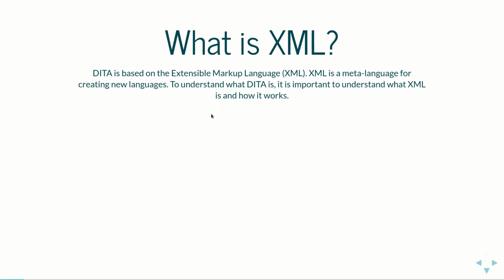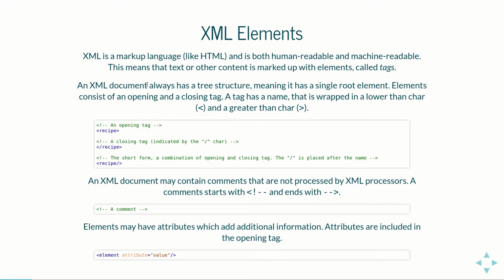So what is XML? This is a very short topic, but I want to make sure that everybody understands what I'm talking about. XML is a markup language. It's a language to create new languages, and DITA is based on XML, so it's important to understand what XML is. XML is a text format which is both human readable and machine readable, and XML has elements that consist of opening and closing tags, and these elements contain textual or other information. An XML document also has comments or attributes.